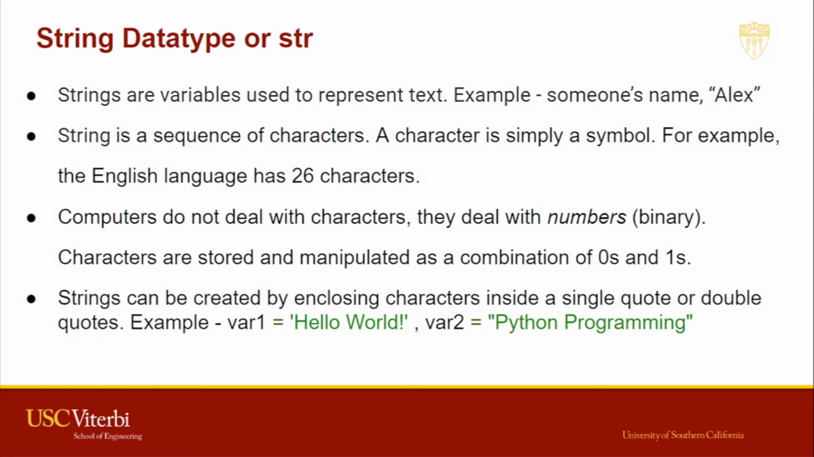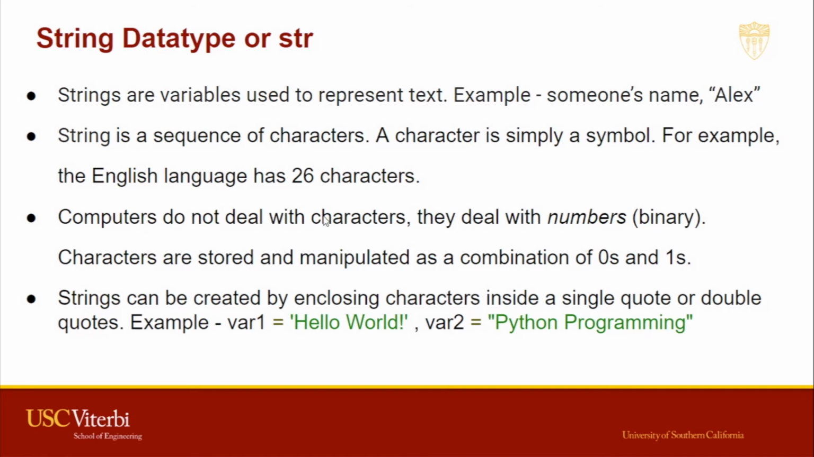Now let's go over the string data type, or short form for str. Strings are the variables used to represent text, that is someone's name. They are basically a sequence of characters, and a character is a symbol. That is, the English language can have 26 characters. Apart from that, characters can be numbers, they can be special characters like @ or the asterisk or hash or pound, any other.